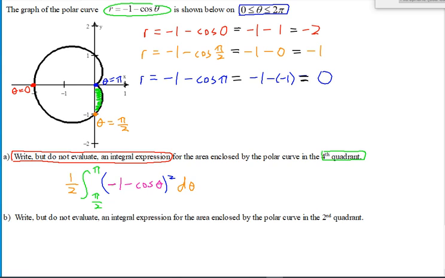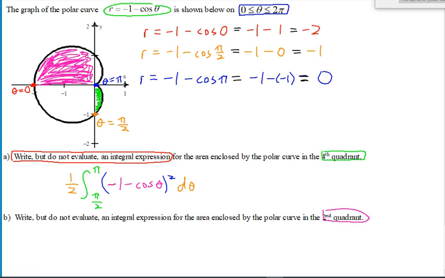All right, now let's take a look at the same thing, except it asks for the second quadrant area. So the second quadrant, here's the first quadrant, here's the second quadrant. Now we're trying to find the area right in here. What is the area of that region right there?